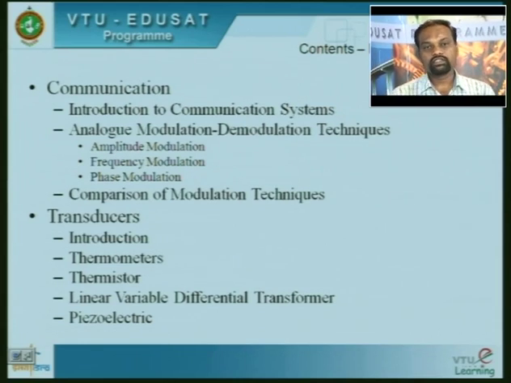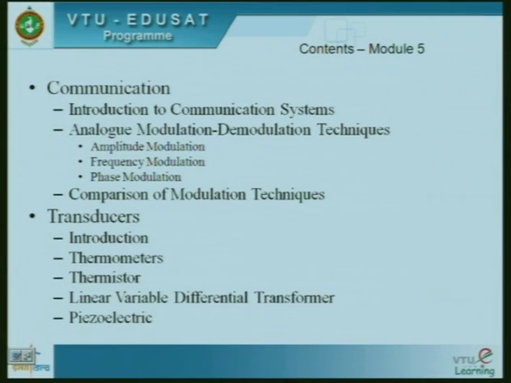So these two units form Module 5, and you may be wondering why we have to combine communication with transducers. To explain briefly, communication refers to the transmission of signals from one source to a destination. As we transmit data from a source to a destination, we have to acquire data from the real world. The data we acquire from the real world are called physical quantities. For example, when I speak, that is a physical quantity. Speech is a physical quantity.